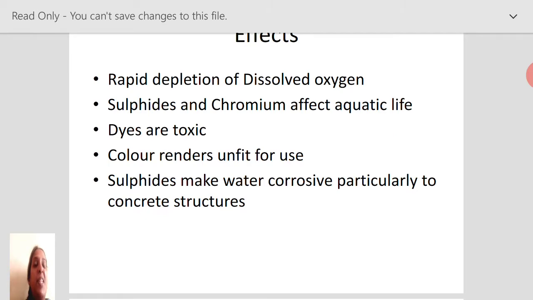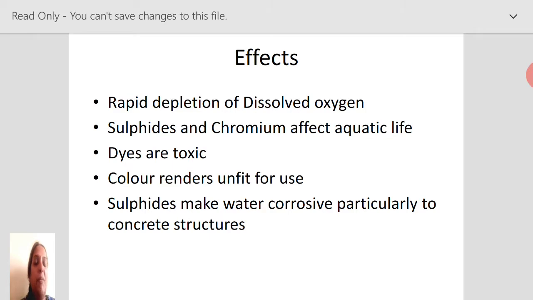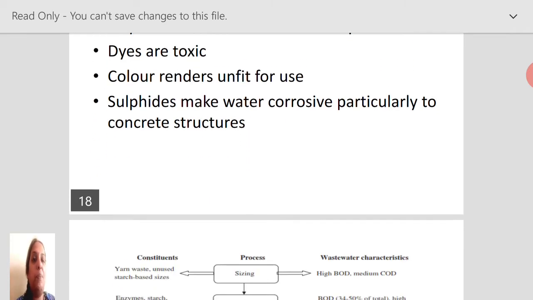And sulfides, if present here, will make the water corrosive, particularly if we use this water for concrete structures. So these are the effects when we release this wastewater into your stream.